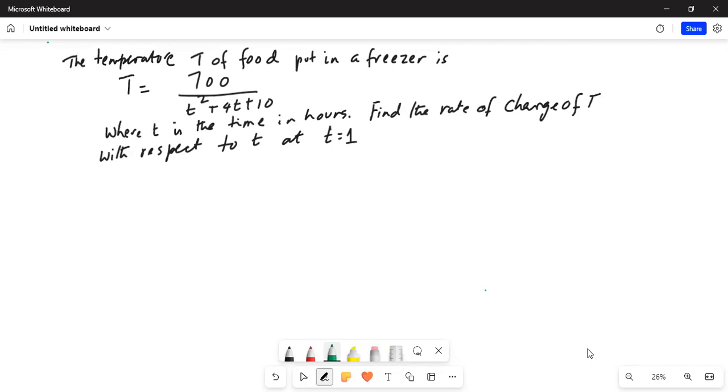The temperature T of food put in a freezer is T equals 700 divided by t squared plus 4t plus 10, where t is the time in hours. Find the rate of change of T, the temperature, with respect to time t at t equals 1. Okay, so that is the first one. So, solution.